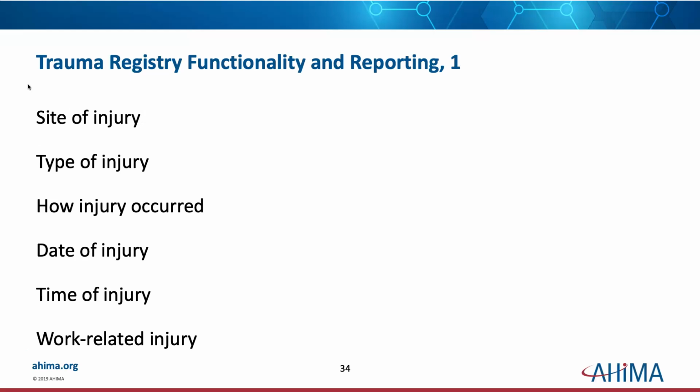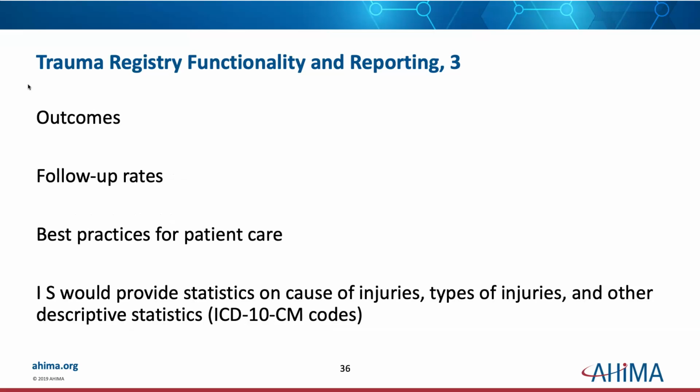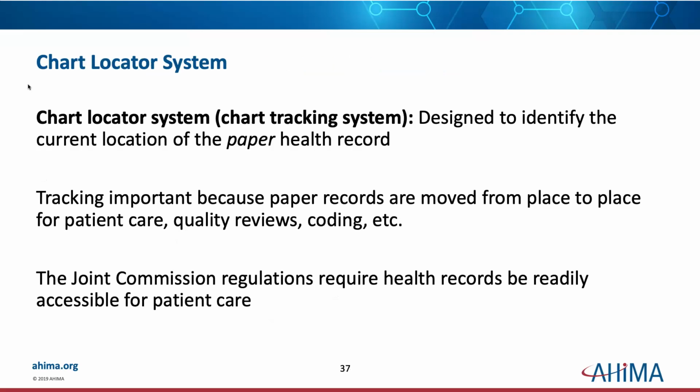Some things that they collect: site of injury, type of injury, how the injury occurred, date of injury, time of injury, is it work related or not, the codes that have to do with it, safety equipment, registry number, if they died, was an autopsy performed, and if so, what were the results, when did they arrive to an ED department, or were they life flighted from the accident site directly to a major medical center, to a trauma unit. Outcomes, follow-up rates, best practices for patient care, and you work with someone in IS to provide statistics on cause of injuries, types of injuries, other descriptive statistics.